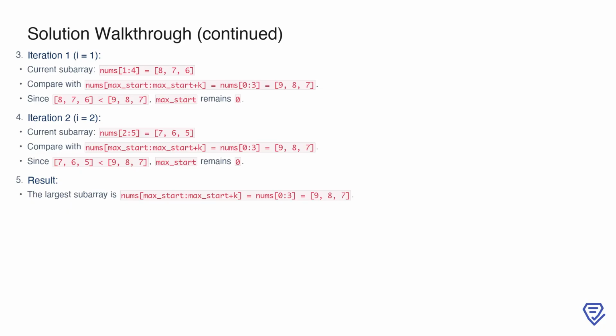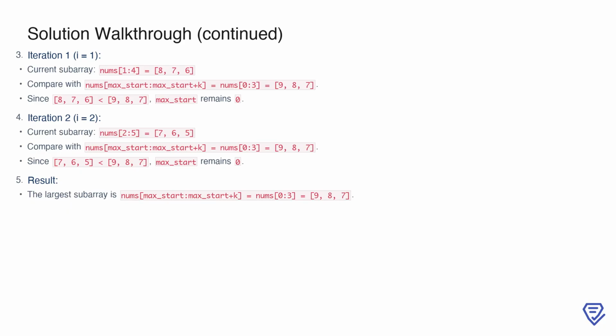Now, let's consider another example where the input array is nums equals [4, 4, 4, 4], and k equals 2. Once again, we initialize max_start to 0. The loop will run from i equals 1 to i equals 2. In the first iteration, where i equals 1, the current subarray is [4, 4].